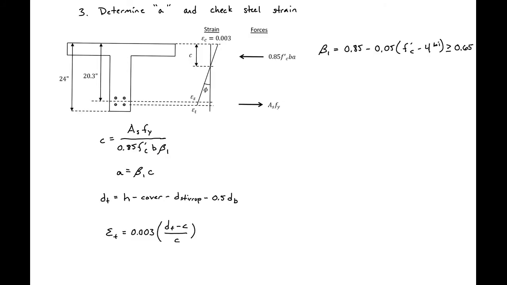We'll next need to determine A and check our steel strain. We're going to start by finding our beta 1. And for us, we have, again, 4 KSI concrete. So our beta 1 is equal to 0.85.